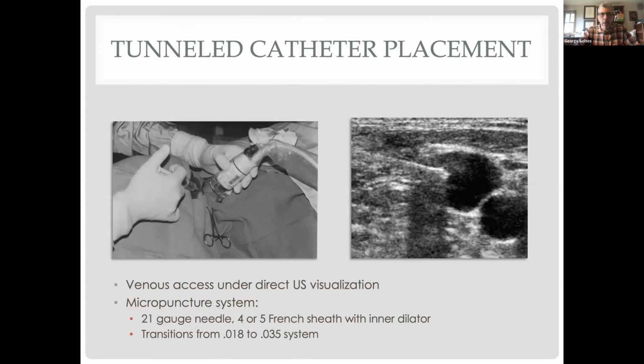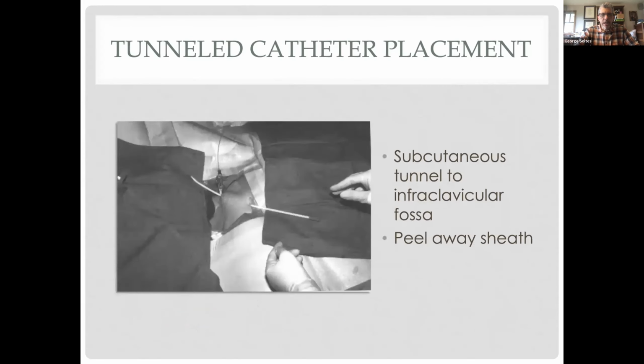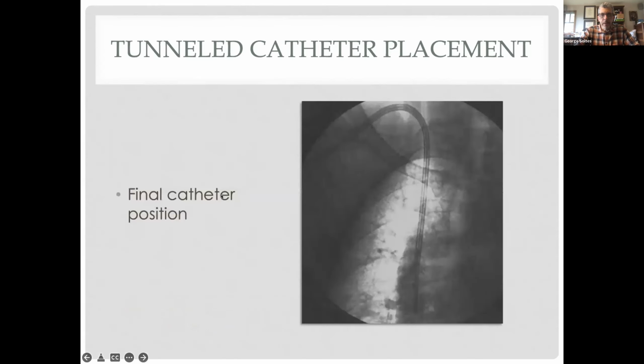So it allows you to go in with a little bitty system and then transition up to a larger working system. So once you're in the vein, your wire's down. This is like vintage, the original Hickman catheter with these goofy plastic tunnelers. So now we're tunneling between the chest wall and our venotomy site. Peel away sheath goes down, catheter goes through, and you end up with your finished product.